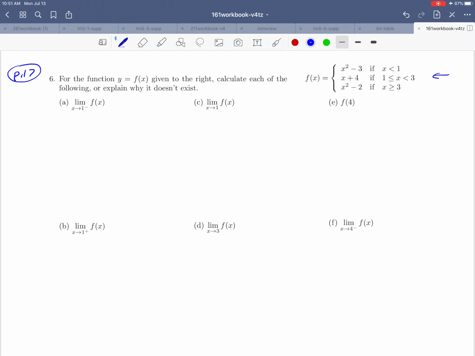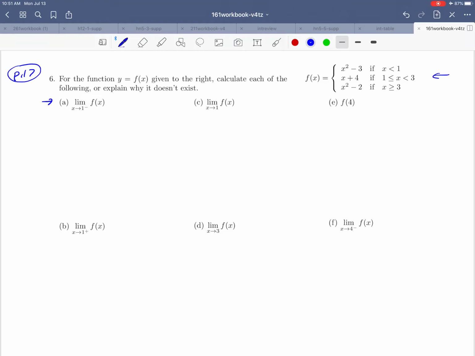Okay, and notice that f of x is one of these so-called piecewise functions. It has a formula that's given to us in three parts, and which of those three formulas we use depends on the value of x that we're plugging in. We'll take that into consideration as we're doing these limits. Okay, so let's start with part A up here.